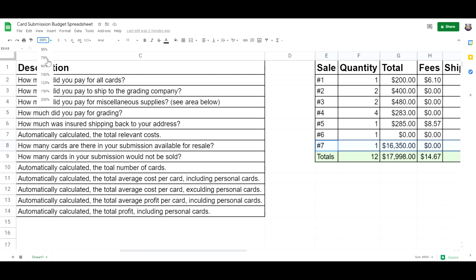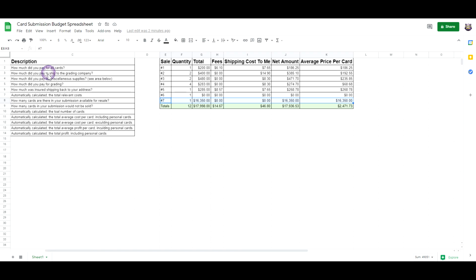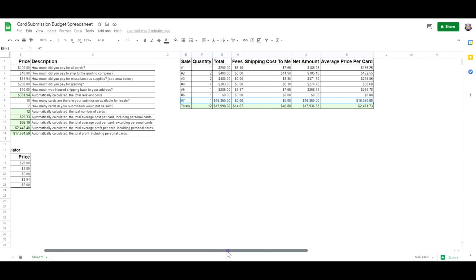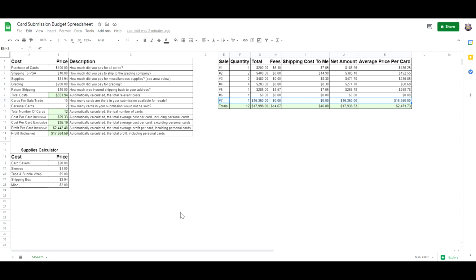So there you have it, friends. That is everything I try to consider when I grade Pokemon cards. This is a pretty large list of different items to consider, but it's super important because I do think that each of these items that we spoke about today is a very key and critical component to not only determining your profit, but also measuring your success.